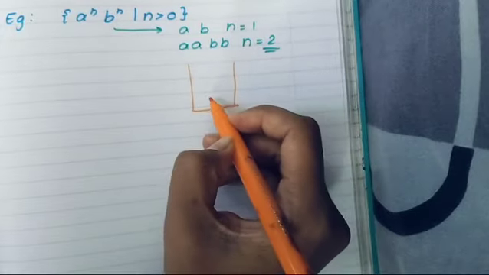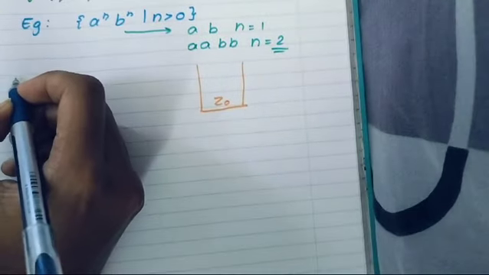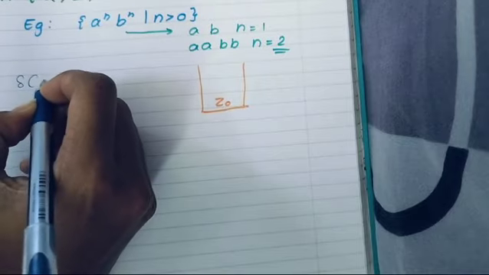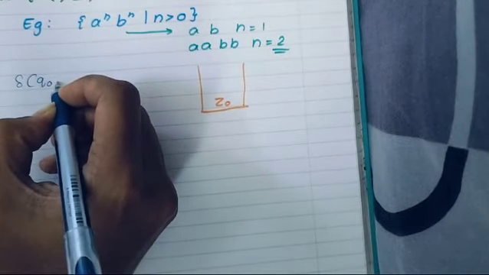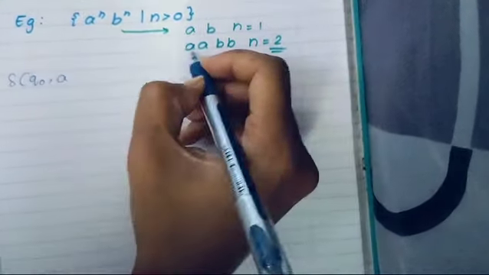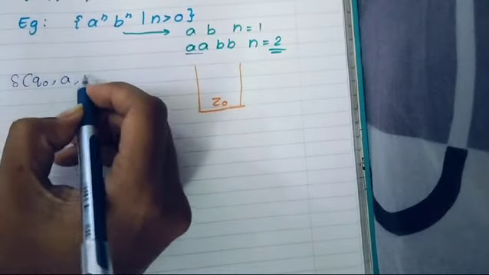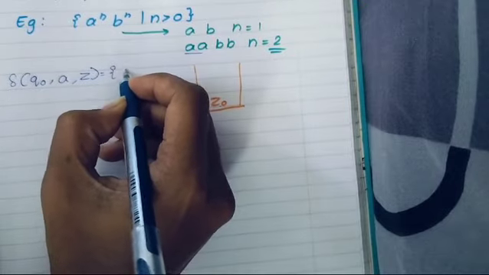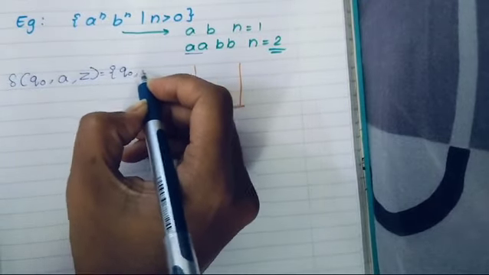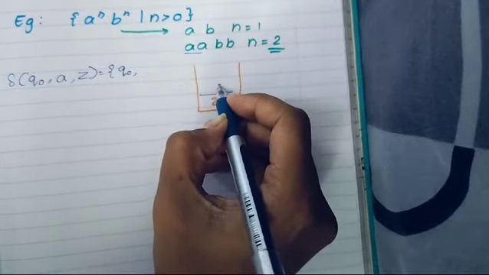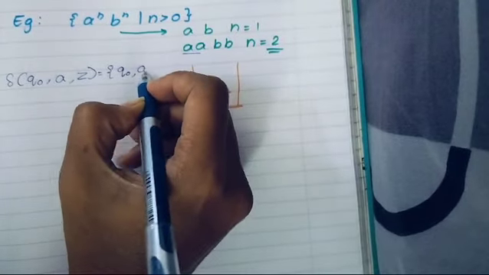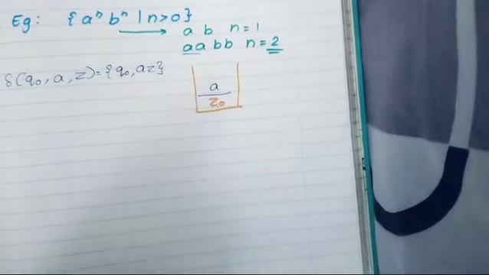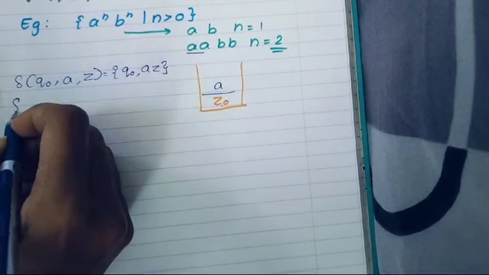Initially, the stack contains Z0. The initial state is taken as Q0 and the input is A, and the stack contains only Z0 as the element. Now we write Q0 and AZ, as now A and Z are the two elements present in the stack.